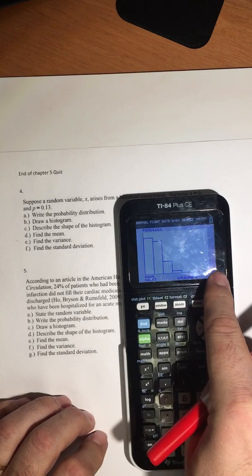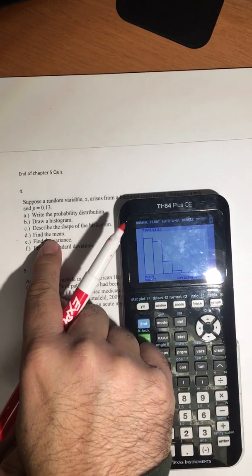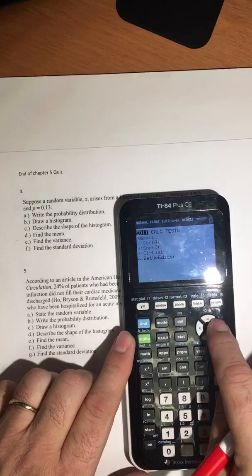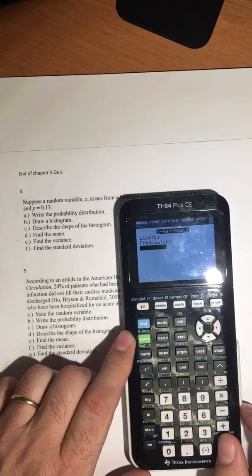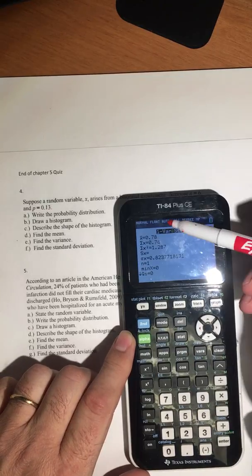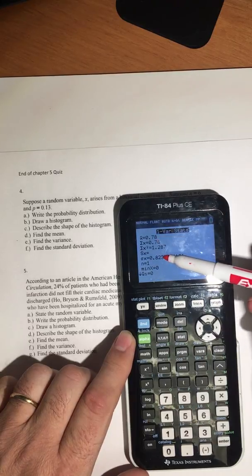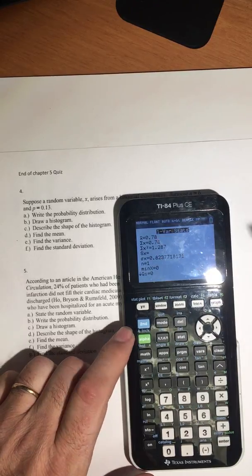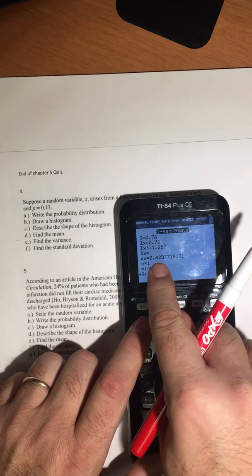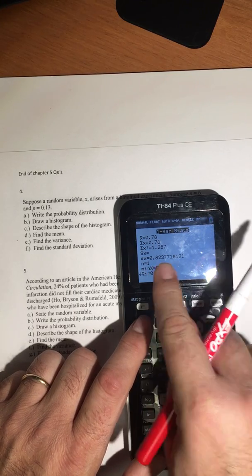Okay, describe the shape of the histogram. That's very, very right skewed. Find the mean. So we're going to go stat, calc, 1var stats on list 1 and list 2. The mean is 0.78. The variance would be the standard deviation squared. So the standard deviation is 0.823.